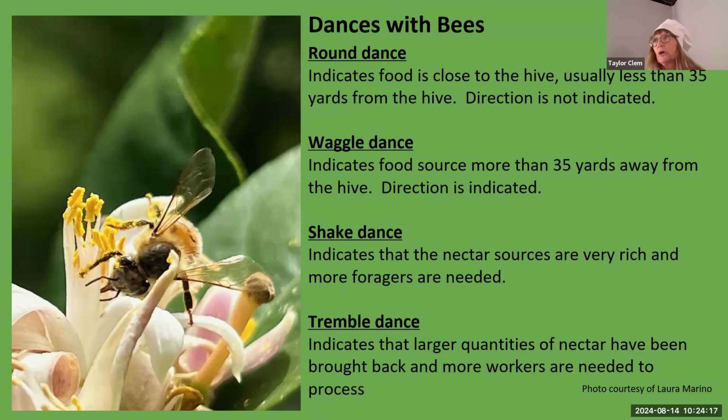A shake dance will show that there's a lot of pollen out there. Bring the troops out. We need a bunch of bees out there to forage and bring it back. And if they bring back too many, then there's the tremble dance saying we need a lot of people, a lot of bees in the hive to take care of the nectar that we brought in.